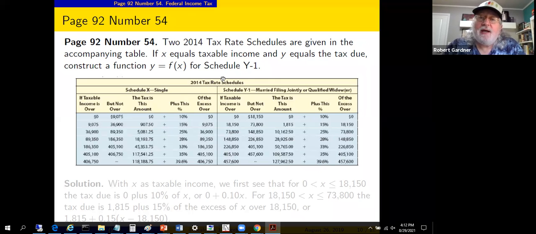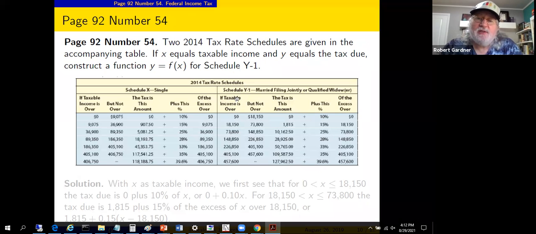They want us to talk about schedule Y1. This is married and filing jointly. So all this stuff in the table is irrelevant to this question. These are the numbers that are relevant. All right, they want us to define as a function of taxable income the amount of tax you owe.